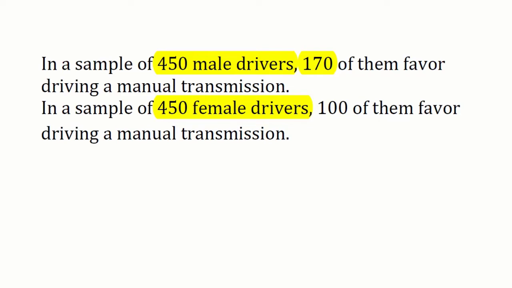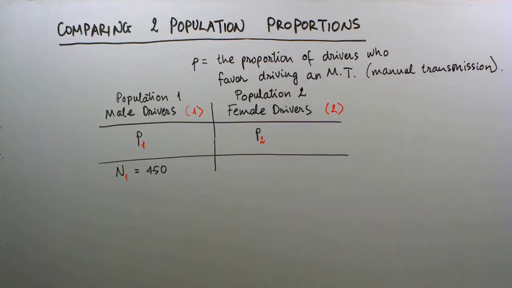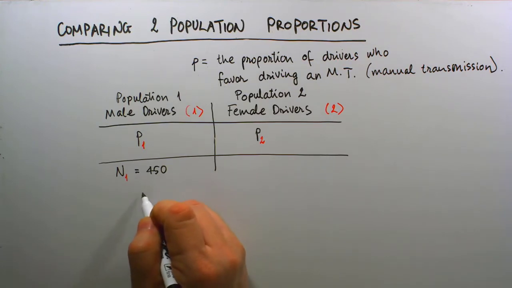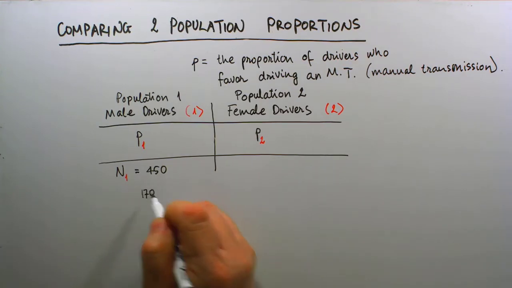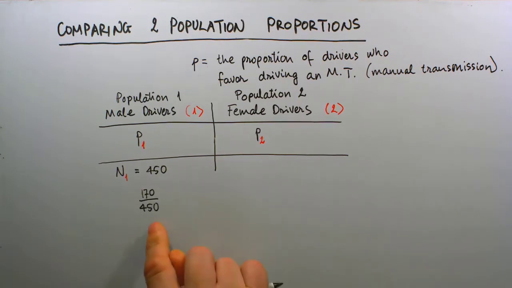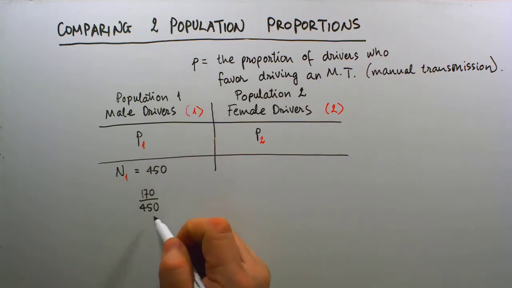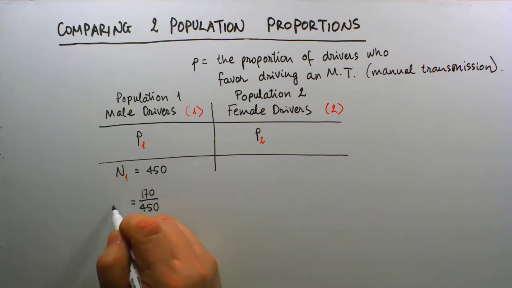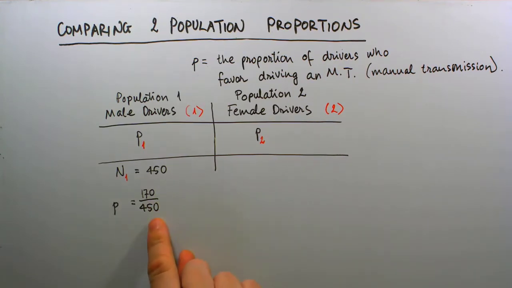But now on my board, and the work now is starting to become familiar. If we simply set up that count, that successive count, 170 over 450, our sample size, and of course these numbers are all from population 1. So 170 out of 450 is the proportion of drivers who favor driving a manual transmission.